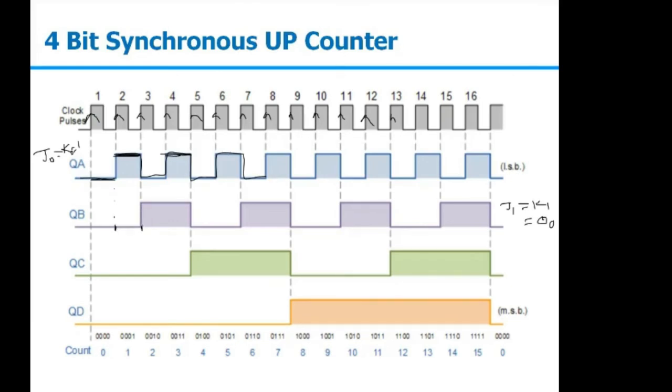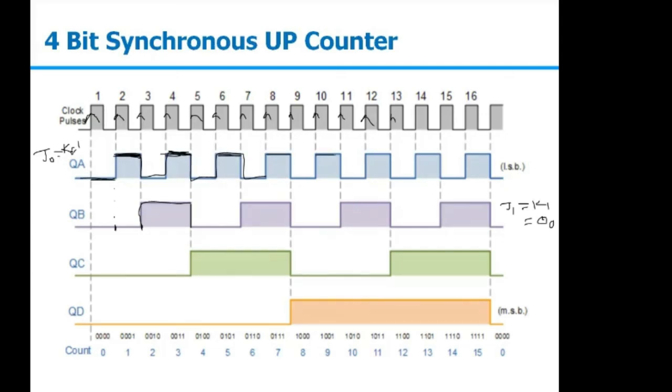Once we reach this point here, since my QA was 1, because QA was 1, J1, K1 will be equal to 1 and it will be in the toggle operation. So my QB will now be toggled at this point and it will remain toggled till this point. After this point, when again my QA becomes 1, J1, K1 will be 1 and it will be toggled back. The next toggle will be after this stage.